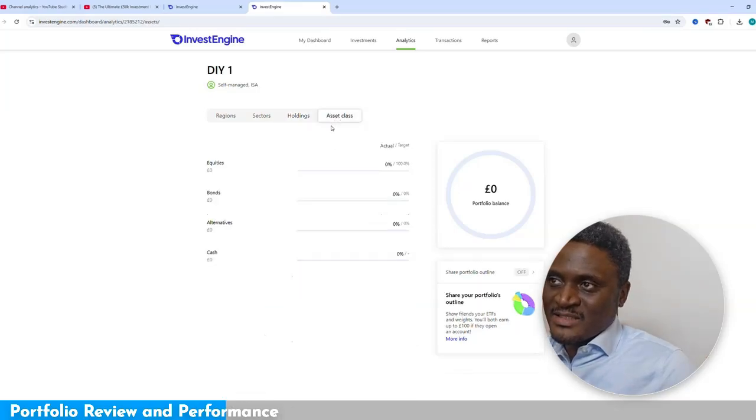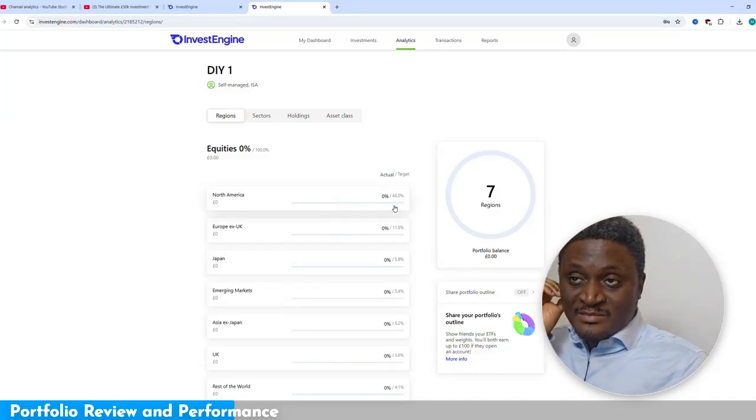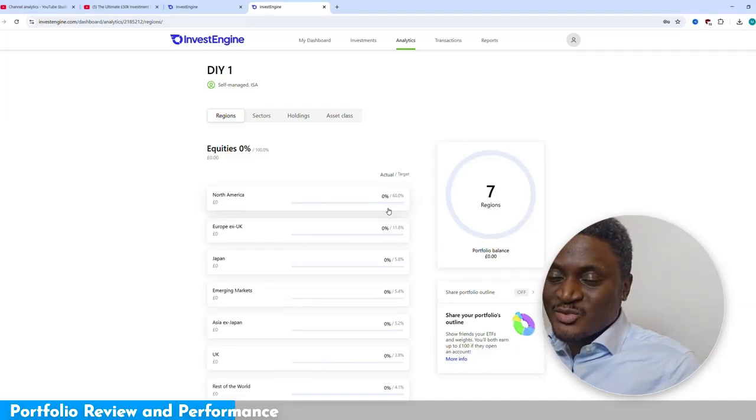Asset class is basically equities. I have no bonds. But if you have some cash, it will start to show you have a bit of cash. Maybe you want to invest it. And then sometimes, if you have multiple ETFs, the actual and target may be different. In this case, because it's 100% one ETF, your actual and target will always be the same. But if you had multiple ETFs and one ETF is performing better than the other, then it would skew your actual and target.